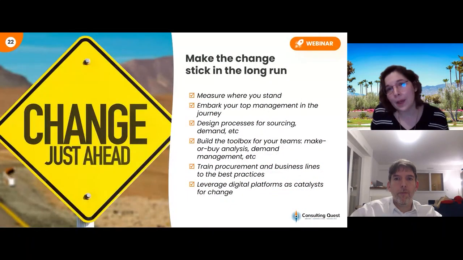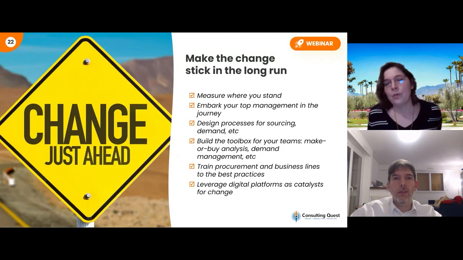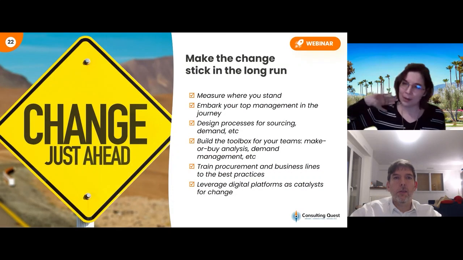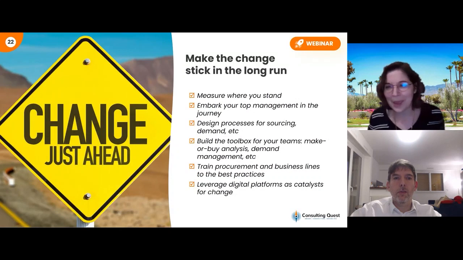And so the last thing is making sure that the change sticks. I said at the beginning that when you want to improve your ROI, you want to do that in the long run. And it means a change in the ways of working. And so it has to start with, where am I? And then decide where you want to go, and then define the path in between.